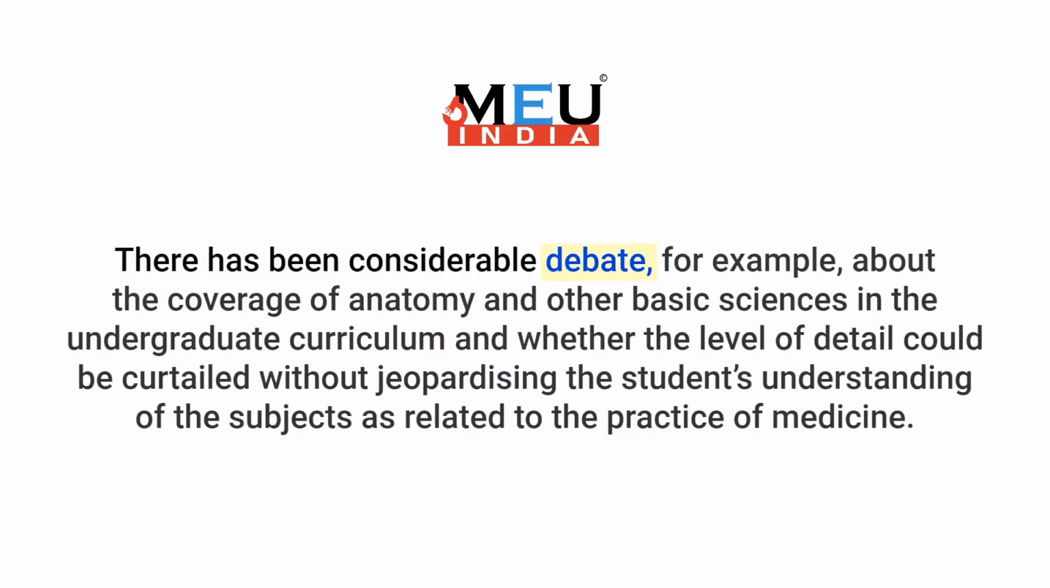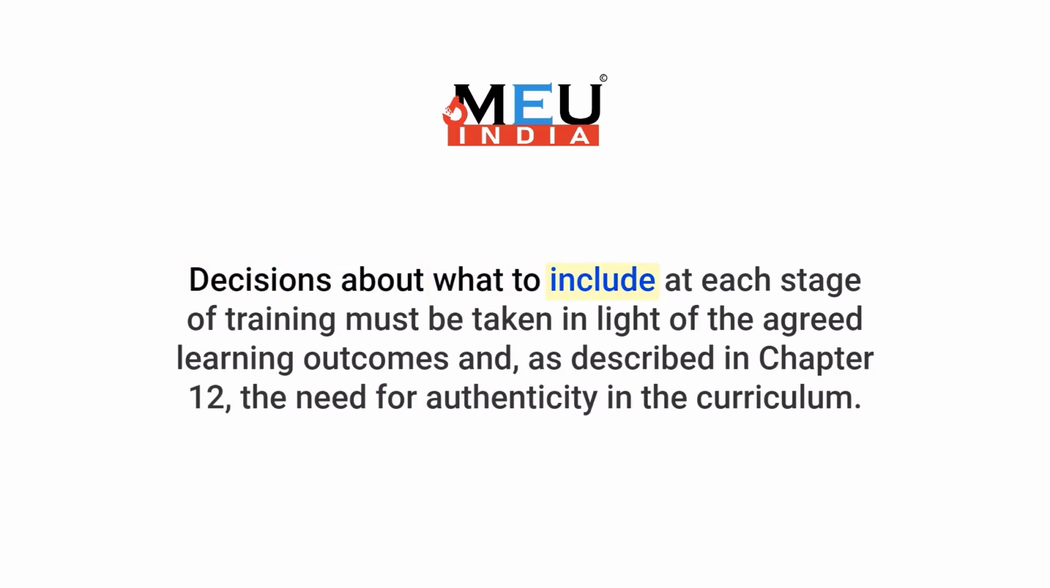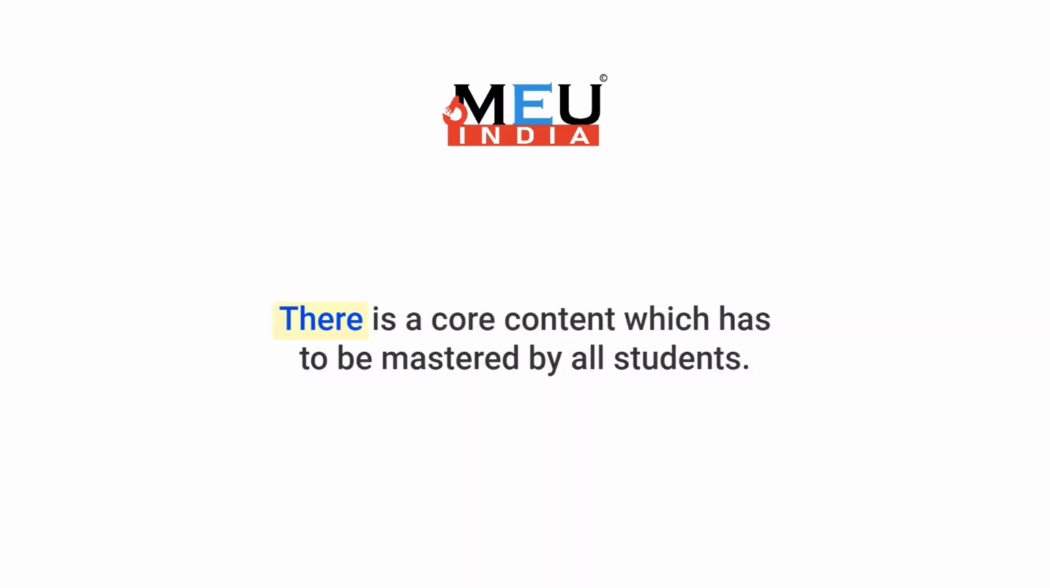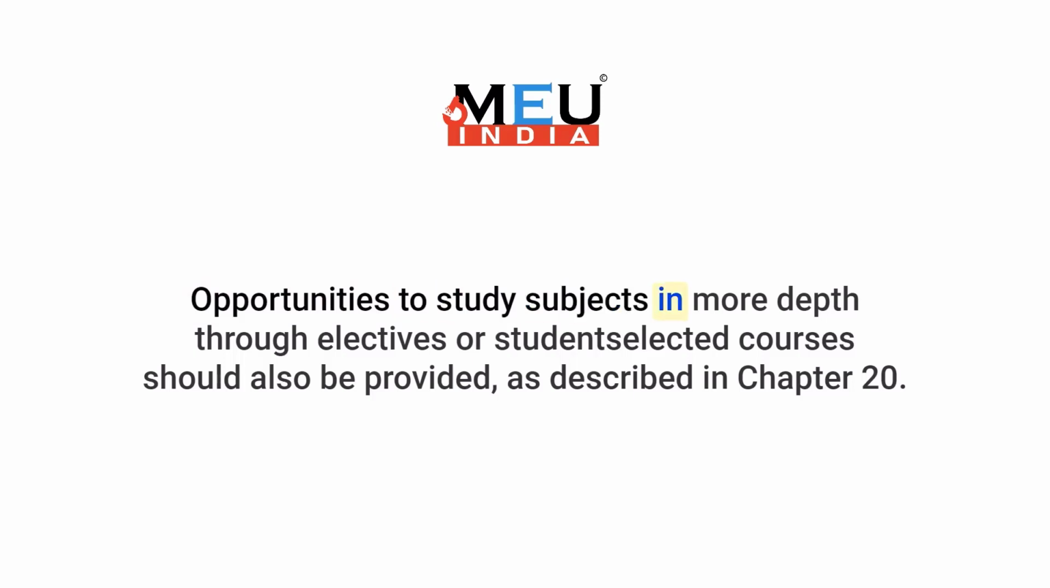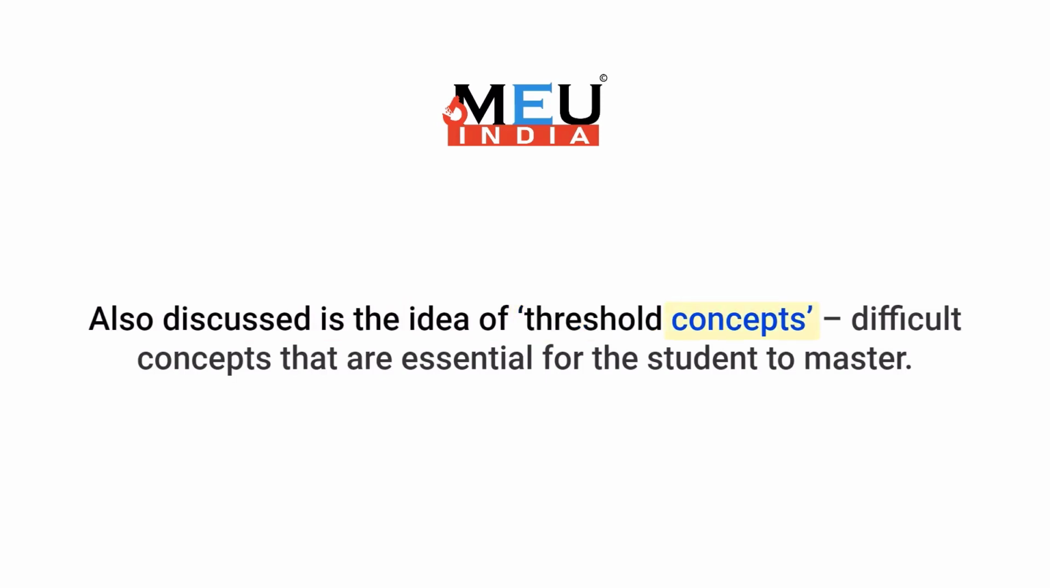There has been considerable debate, for example, about the coverage of anatomy and other basic sciences in the undergraduate curriculum, and whether the level of detail could be curtailed without jeopardizing the student's understanding of the subjects as related to the practice of medicine. Decisions about what to include at each stage of training must be taken in light of the agreed learning outcomes and, as described in Chapter 12, the need for authenticity in the curriculum. There is a core content which has to be mastered by all students. Opportunities to study subjects in more depth through electives or student-selected courses should also be provided, as described in Chapter 20. Also discussed is the idea of threshold concepts, difficult concepts that are essential for the student to master.